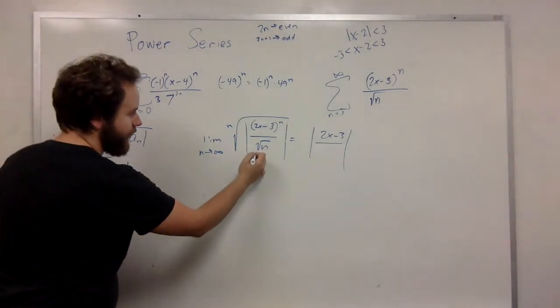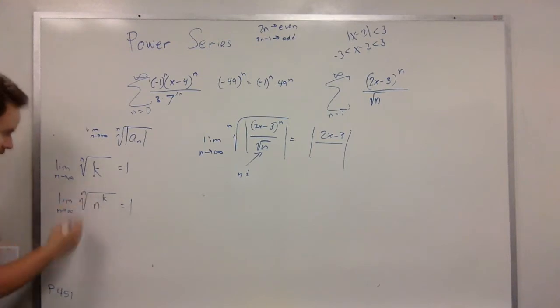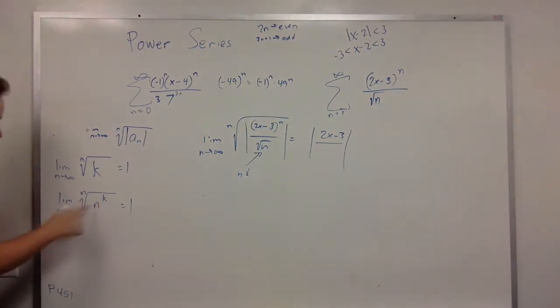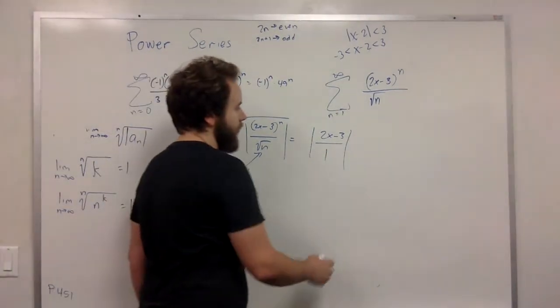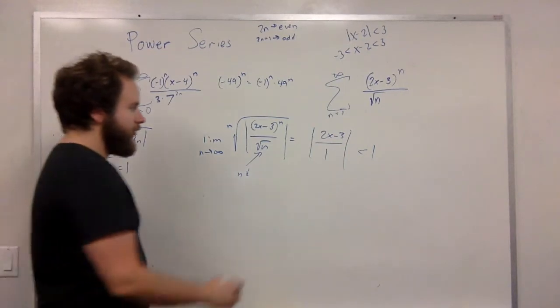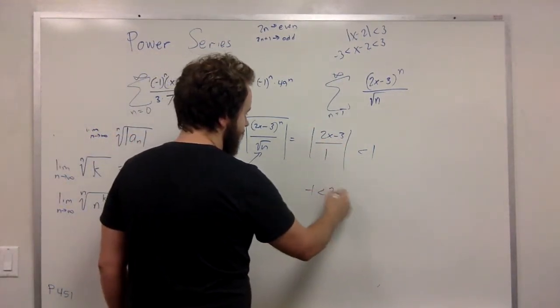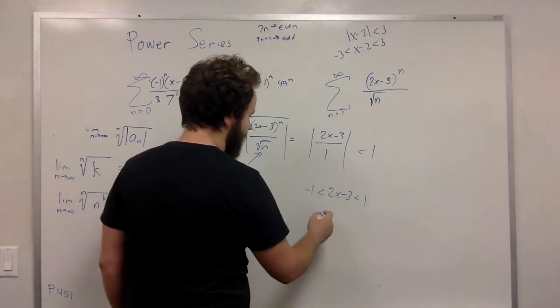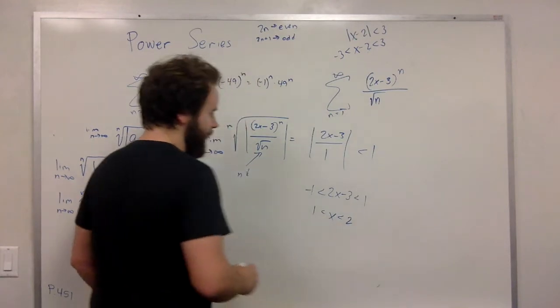Square root of n is really just n to the 1/2. So according to this formula, it'll tell you that the limit as n goes to infinity of the nth root of n to the 1/2 will be 1. Cool? So that's going to become 1. We say is less than 1 here because we're trying to find convergence. Absolute value of 2x minus 3 being less than 1 is the same thing as negative 1 being less than 2x minus 3 being less than 1. And solving for x there gives me 1 to 2.